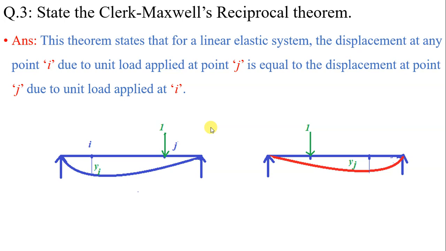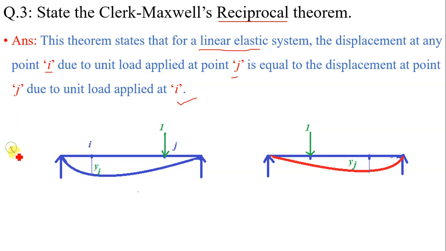Question number 3. State Clerk-Maxwell's reciprocal theorem. Its name indicates a reciprocal theorem, so let us discuss its statement. This theorem states that for a linear elastic system, the system must be linearly elastic, the displacement at any point I due to unit load applied at J is equal to the displacement at point J because of the unit load applied at I. This is the statement of Clerk-Maxwell's reciprocal theorem.